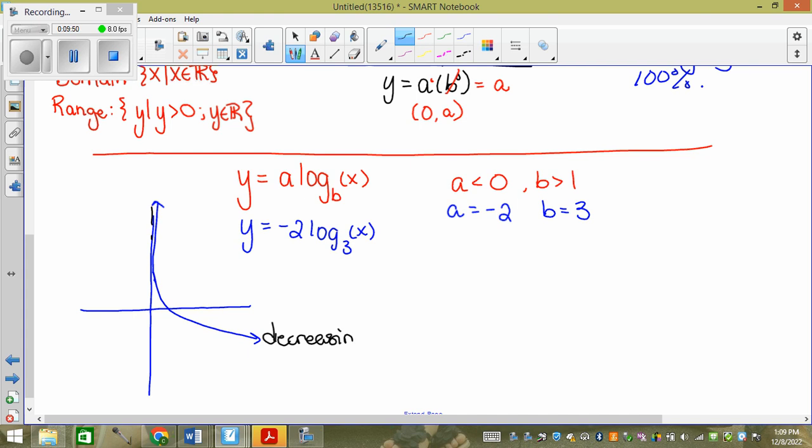because it's going down from left to right. But log graphs have an asymptote that is vertical. And it's on the y-axis. What's the equation of the y-axis? X equals 0. Yeah.